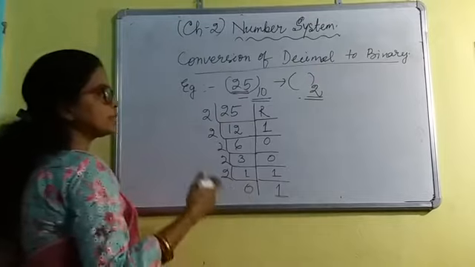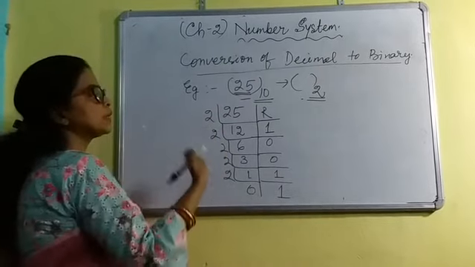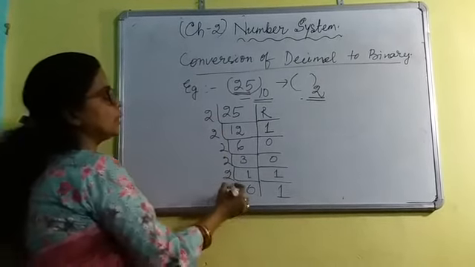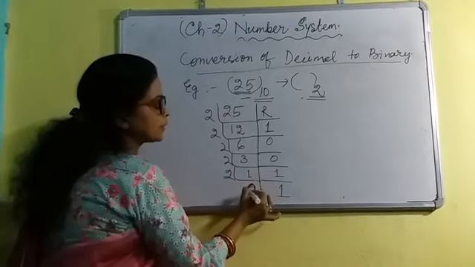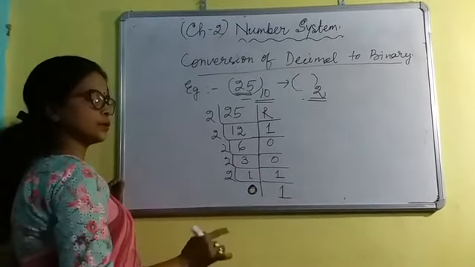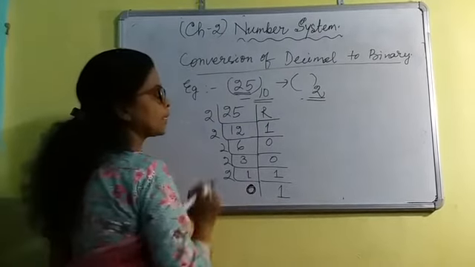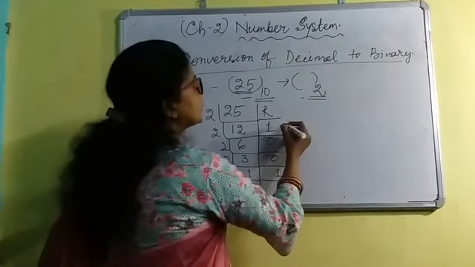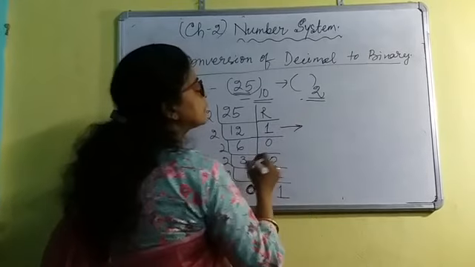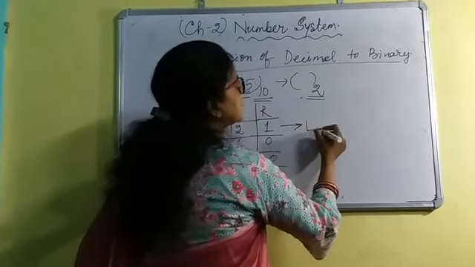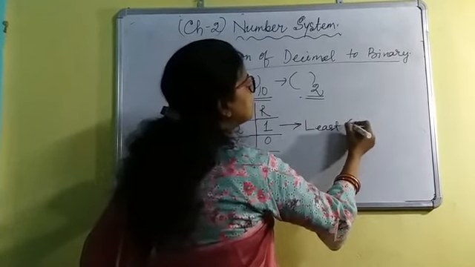I repeat this process, dividing by 2, until I get the quotient value 0. When I get the quotient value 0, I stop the process. The first remainder value is known as the least significant bit.